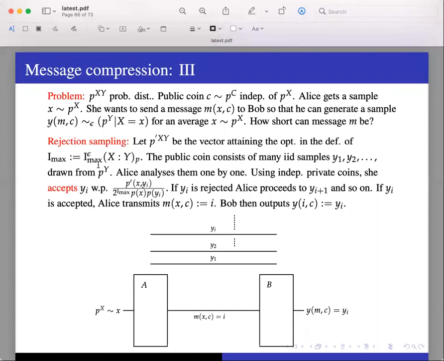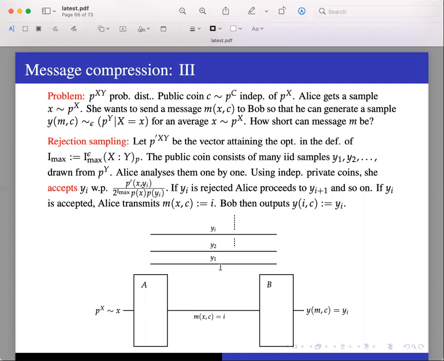So the requirement was that the vector P prime should be less than or equal to P, point-wise, and the L1 distance between P prime and P is less than epsilon. That's fine. So we're going to work with P prime. The public coin consists of many IID samples, Y1, Y2, Y3. Right now, I'm not telling you how many samples I will need. We will see that in a few slides. So I have many IID samples drawn from PY, the marginal with respect to the original distribution.